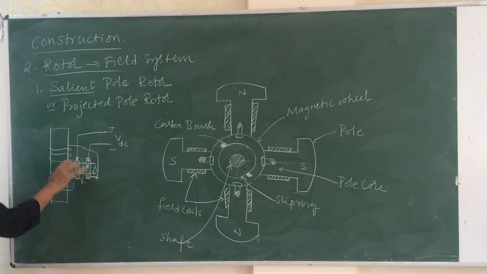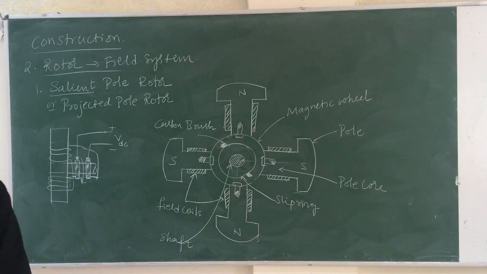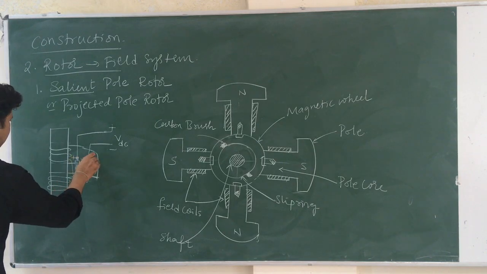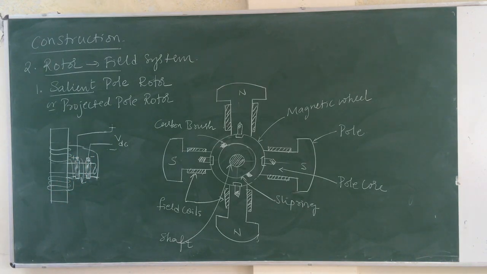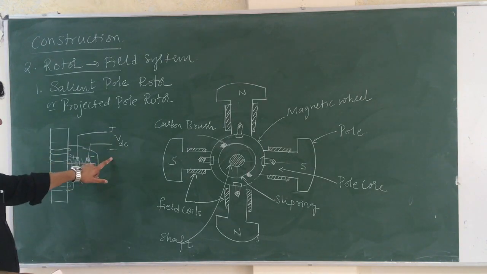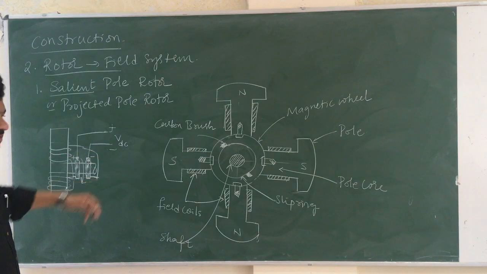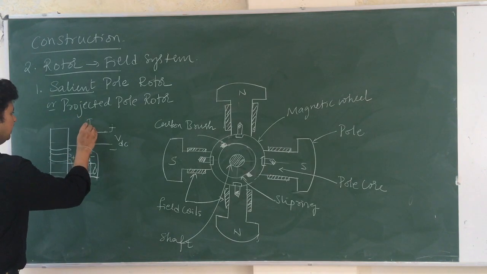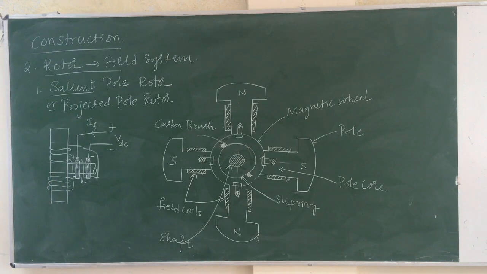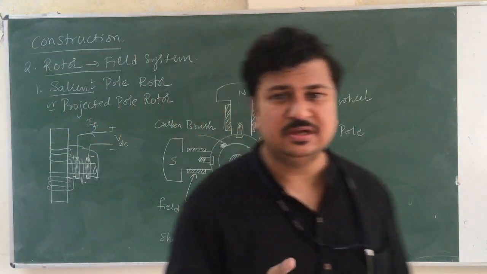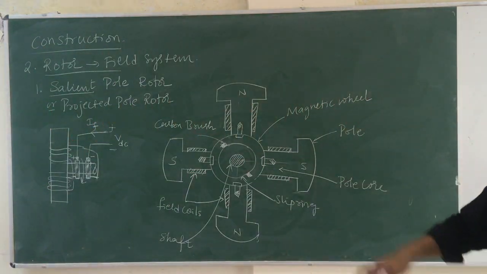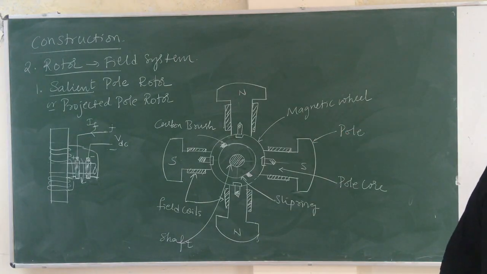The slip rings will be rotating continuously, and these two brushes will be continuously sliding over them. One slip ring is the positive terminal, the second slip ring is the negative terminal. So I will be giving plus and minus VDC, where I will get the field current. This field current will create the flux in the field.